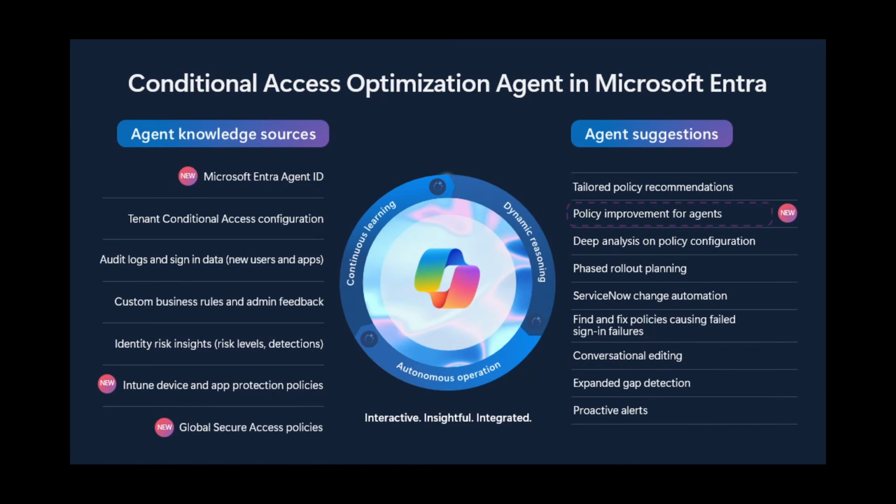So say you have an MFA policy, but it's not covering a certain set of users, something of that nature. The agent's going to catch that and help you improve the coverage of that MFA policy. It also, the second one down, or the third one, the deep analysis on policy configuration. This is where the agent is looking to see, can you better improve your conditional access policies?